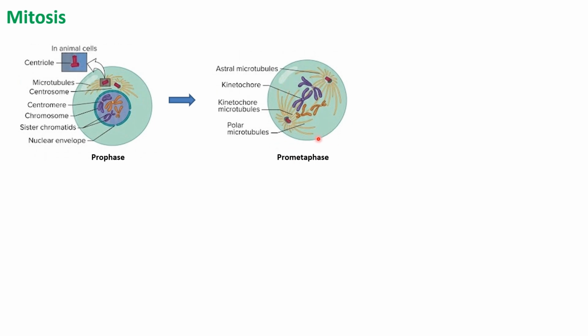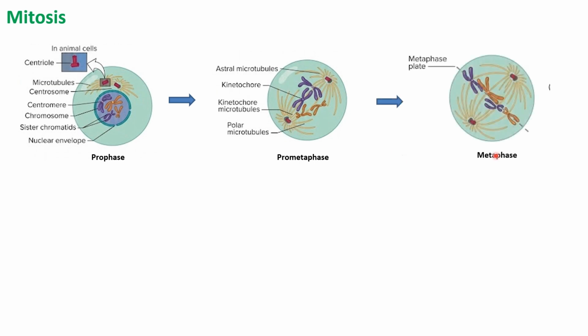Here we can see there are three different types of microtubules. One type is astral microtubules, which extend out from the centrosome toward the cell's periphery. Another is the kinetochore microtubules, which are attached to the kinetochore structure of a chromatid. The third is the polar microtubules, which are directed towards the middle of the cell.